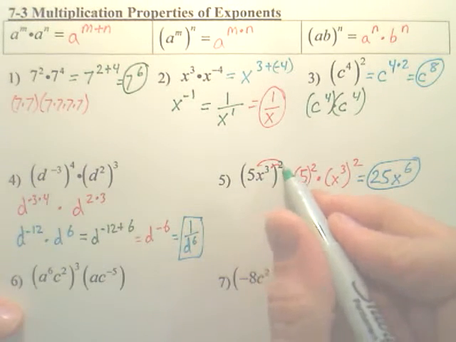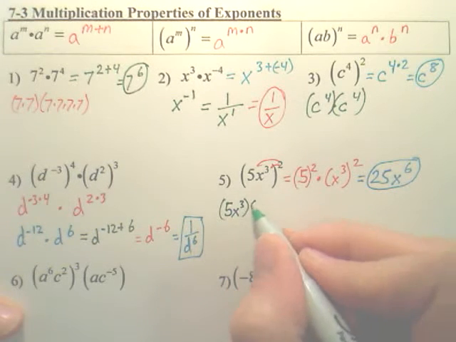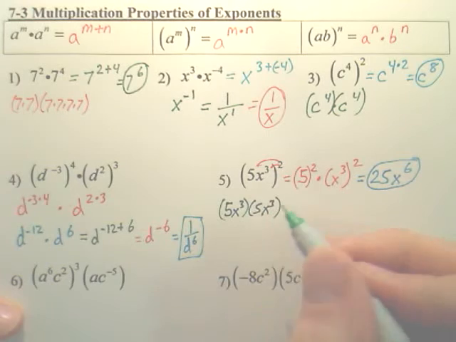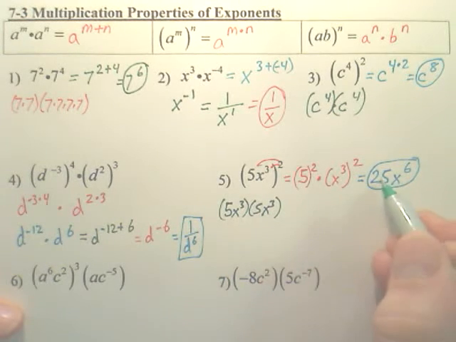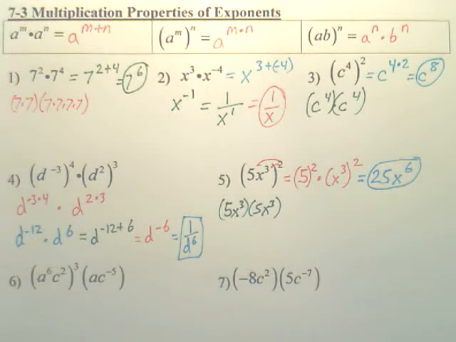Technically 5x to the third squared means times itself. And so that's 5 times 5, which is 25. X to the third times x to the third is x to the 6th. So you kind of write it the long way. It can help you sometimes.